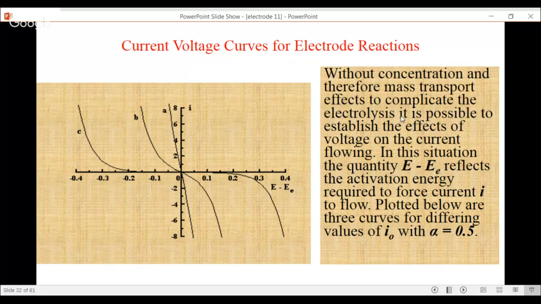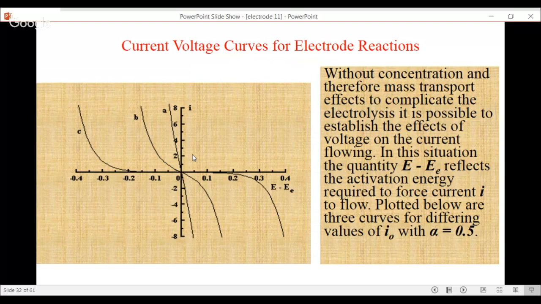To complicate the electrolysis, it is possible to establish the effects of voltage on the current flowing. In this situation, the quantity E minus E equilibrium reflects the activation energy required to force a current I to flow. I hope you understand. At E equilibrium the current is 0. E is the potential that we have to apply to get a considerable current, then E minus E equilibrium reflects the activation barrier or activation energy required to force a current I to flow.